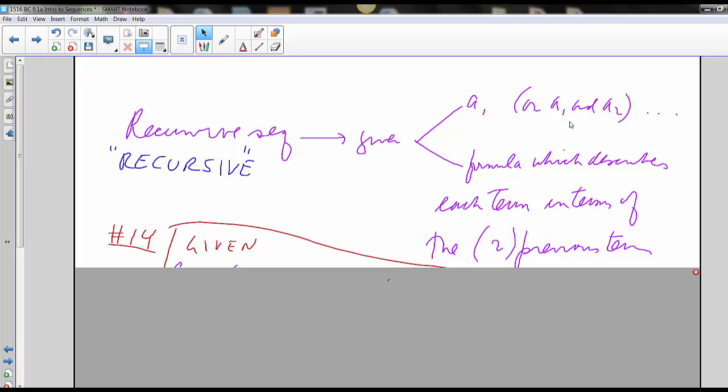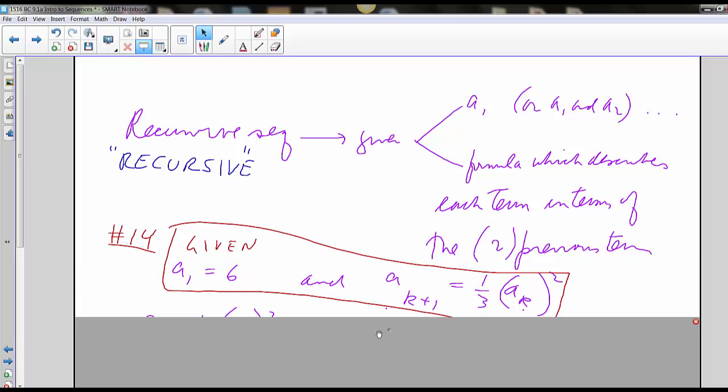Sometimes they might have to give you the first two terms, and then they give you a formula which describes each term in terms of the previous terms. Usually it's the previous term. Sometimes it could be the previous two terms. So, for example, now they have to give you the first term, at least. In this case, they're telling you the first term is 6.